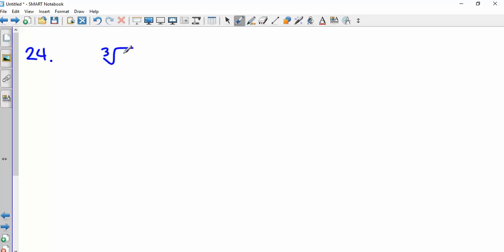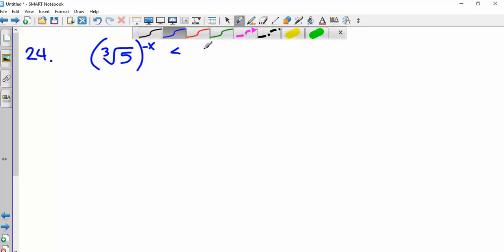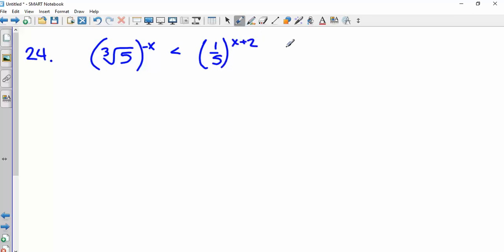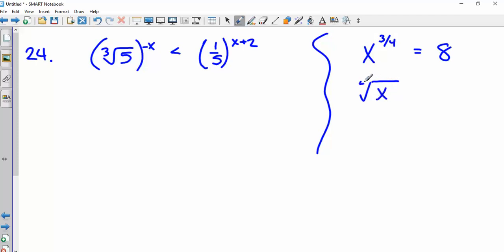Alright, another radical one. You can expect me to give you something where you have to go back and forth between radicals and exponentials. You know, we used them here. We've also solved problems where I would say something like x to the 3/4 power equals, how about 8? If I gave you something like this, how did we solve those? Right, the denominator is what goes outside.